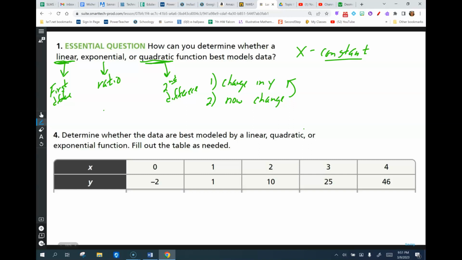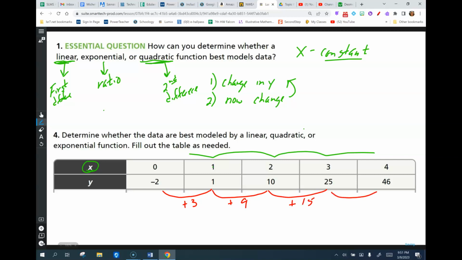Now, number 4 asks, is this linear, quadratic, or exponential? So first check, of course, is x constant? Does it go up by the same amount every single time? Yes, this one goes up by 1. Now let's see what happens. We first check to see if it's linear. Does it change by the same amount? -2 to 1 goes up by 3. From 1 to 10 goes up by 9. From here, it goes up by 15.